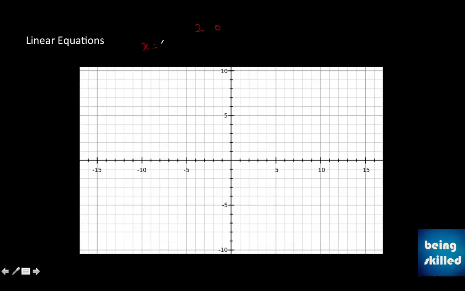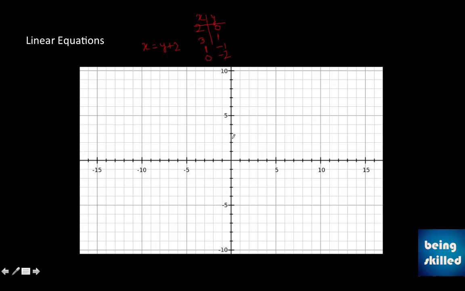The equation was x equals y plus 2, and we have x and y. When y was 0, then we had x equals 2. If y was 1, then x was 3, and when y is minus 1, then x is 1. Let's have another, which will be minus 2, then it will be 0. So now we just have to plot these numbers.